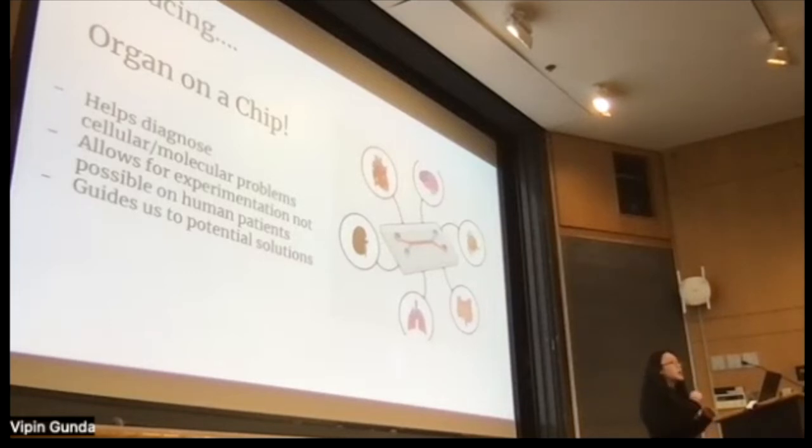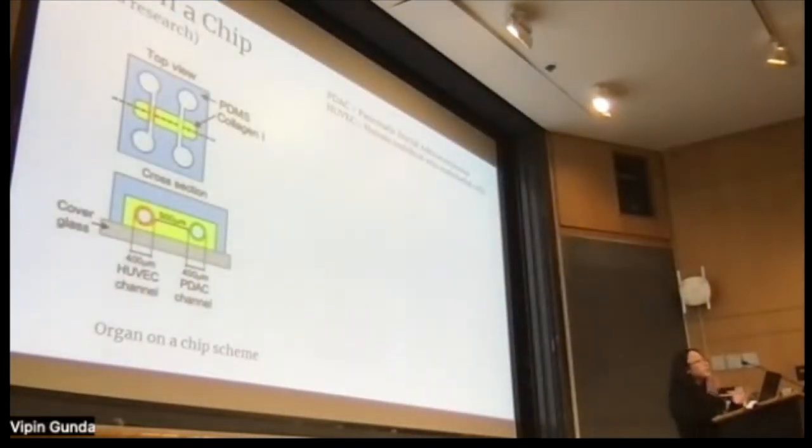You can't really just play around with different treatments. But with an organ on a chip model, you can. You can target specific genes and play with all different types of drugs to see if you can find a potential solution that could eventually translate to a human patient. And so my previous research has been with blood vessels and pancreatic cancer.